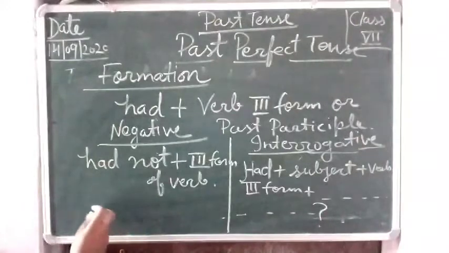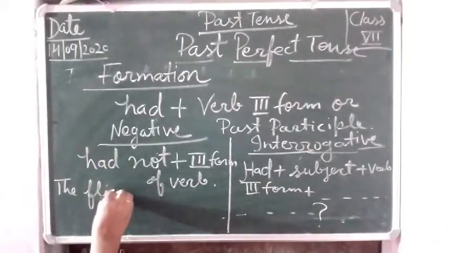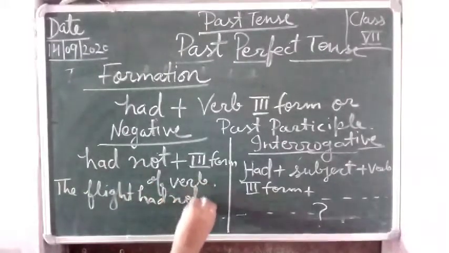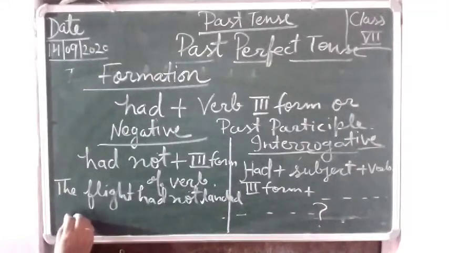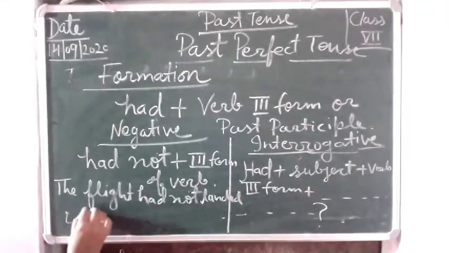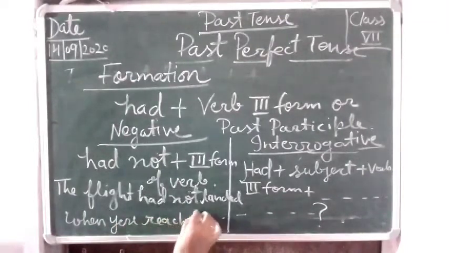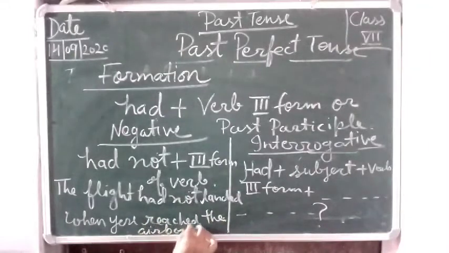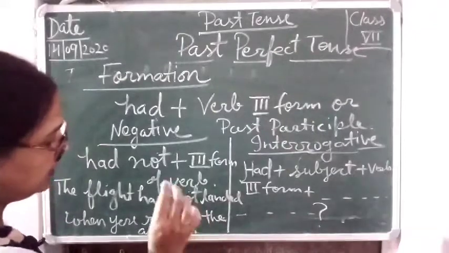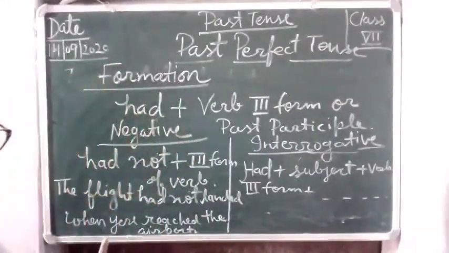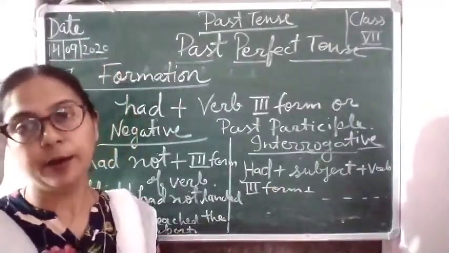Now I am going to give you one example. The first example: the flight had not landed before when you reached the airport. Now here you can see, the flight had not landed when you reached the airport. This is the formation of a negative sentence in past perfect.